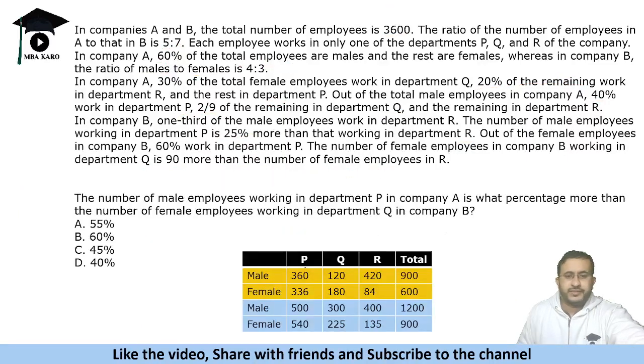Next one. So I've drawn this table which we calculated. This is company A, this is company B. The number of male employees working in department P in A is what percentage more than the number of female employees working in department Q in company B? P in A, Q in B, and this is talking about the female employees, right? So how much percent more? 360 minus 225, it is 135 by 225 into 100. So these are multiples of 45, so 3 by 5. 3 by 5 means 60%.